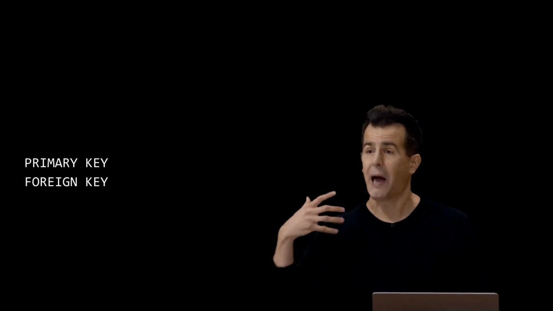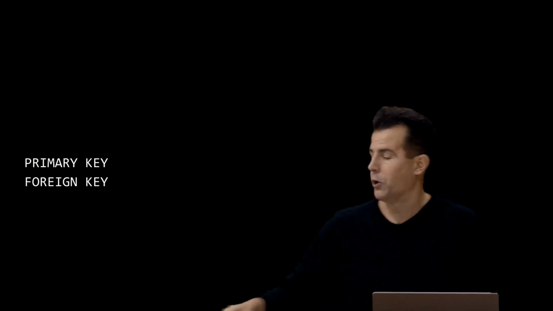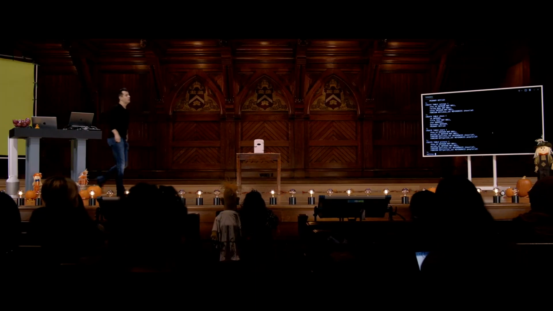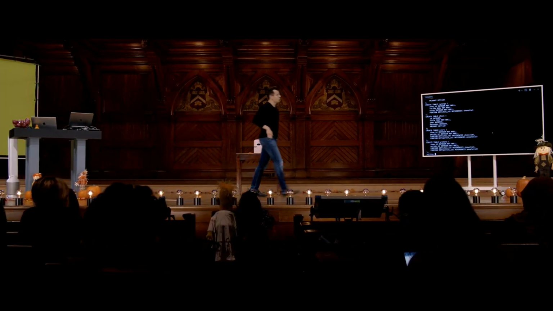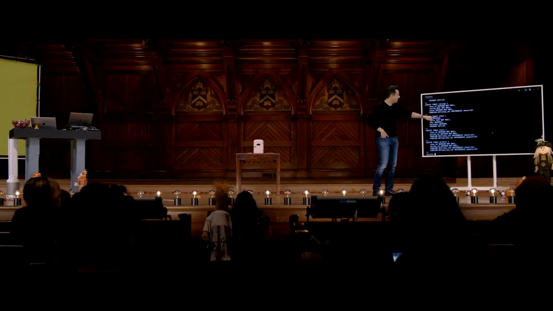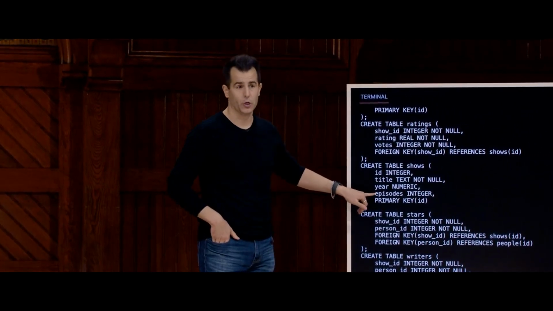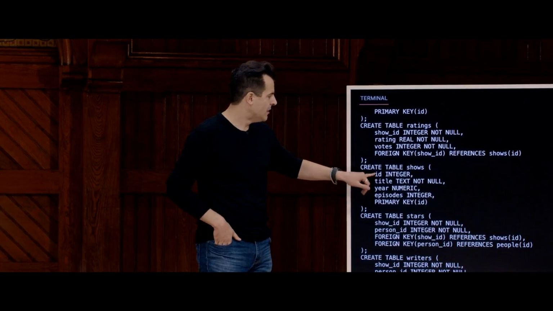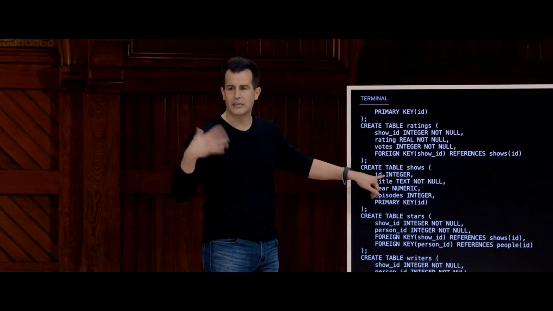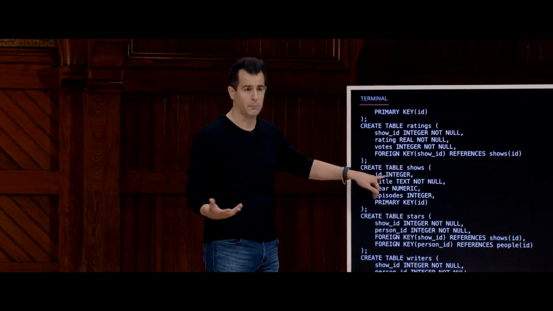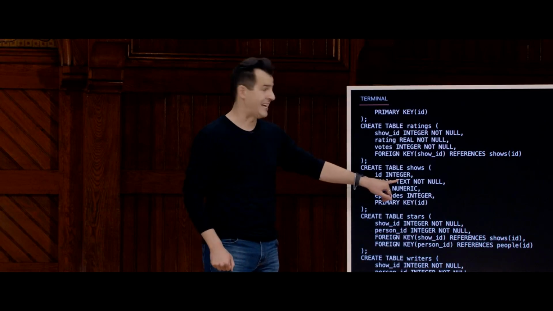But perhaps the most intellectually interesting and most powerful one is what's called a primary key and a foreign key. Let me go back now to this output. If we look at shows, you'll see that a show has an ID, a title, a year, and a number of episodes. And now the data types might make sense. The ID, just like a Harvard ID or a Yale ID, is going to be an integer, so a simple number. The title, of course, is going to be text, but not null.